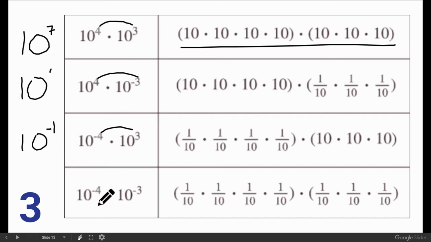And lastly, 10 to the power of negative 4 times 10 to the power of negative 3. And again, using expanded form, we would see that it's 1 over 10 to the power of 7. Or if we used our rule here, we'd add these two together to get negative 7. So remember, 10 to the power of negative 7 is the same as 1 over 10 to the power of 7.